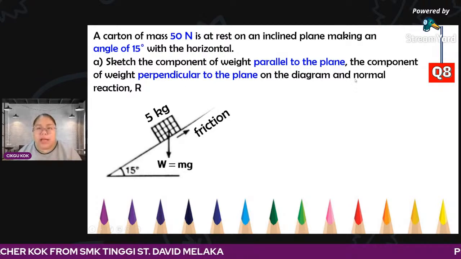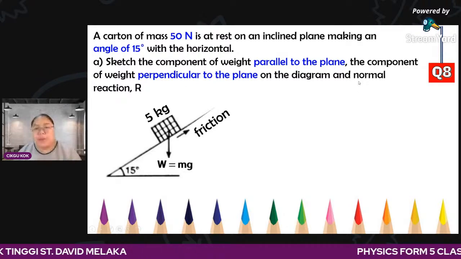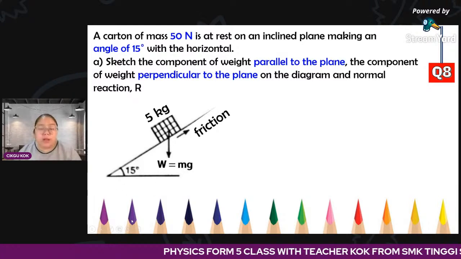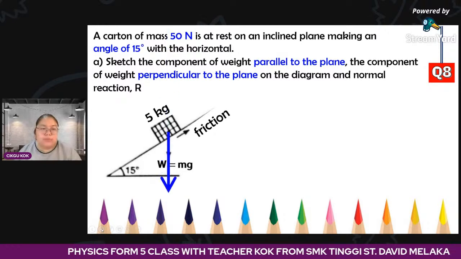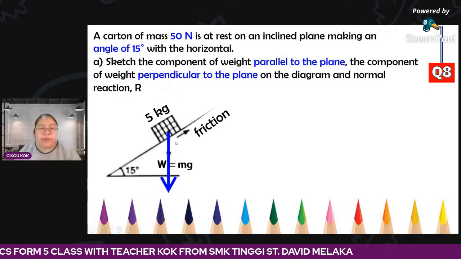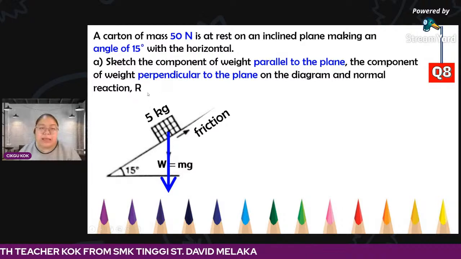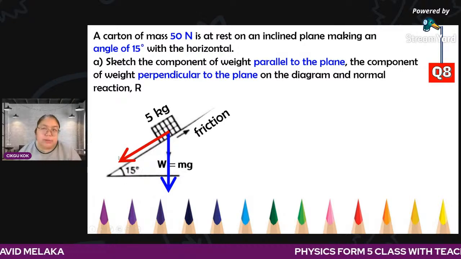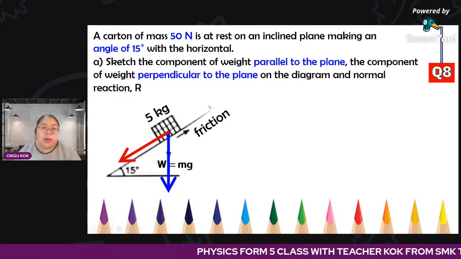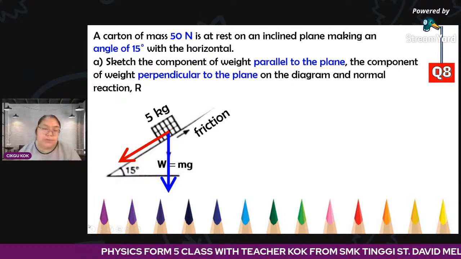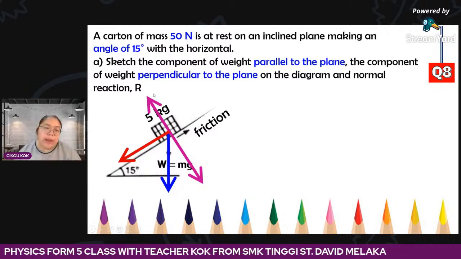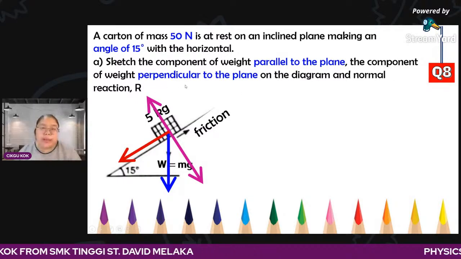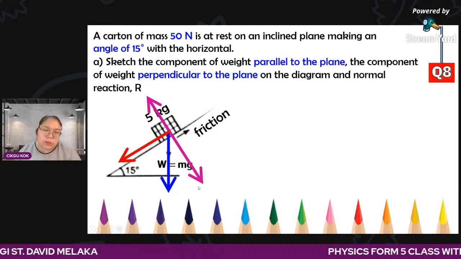So on the diagram, also the normal reaction. Remember normal reaction always goes up. This one is the weight, so we need to resolve it. From here we start with weight going down. Remember normal reaction is 90 degrees with the object. So we go to draw. This one is drawn parallel because they say one parallel with the plane. So we start from the starting point and draw one parallel. Now we draw the normal reaction. Normal reaction is up. Another one, they say component of the weight perpendicular to the plane. This one is perpendicular to the plane.